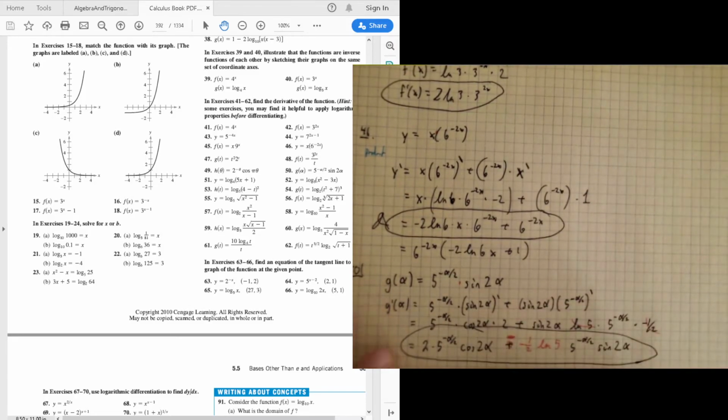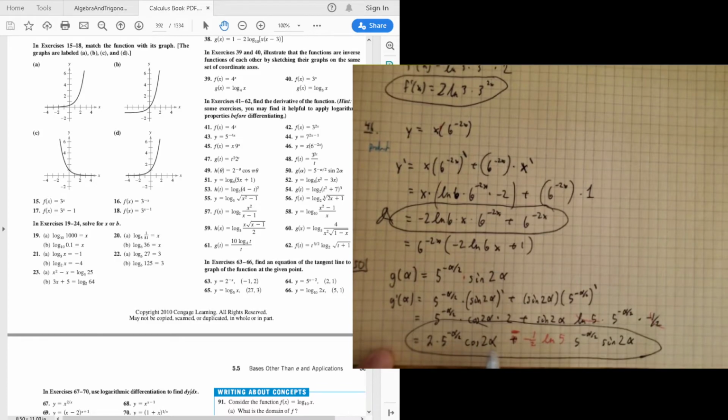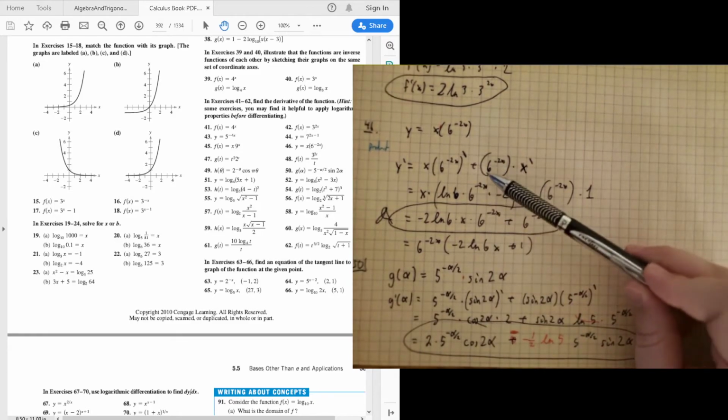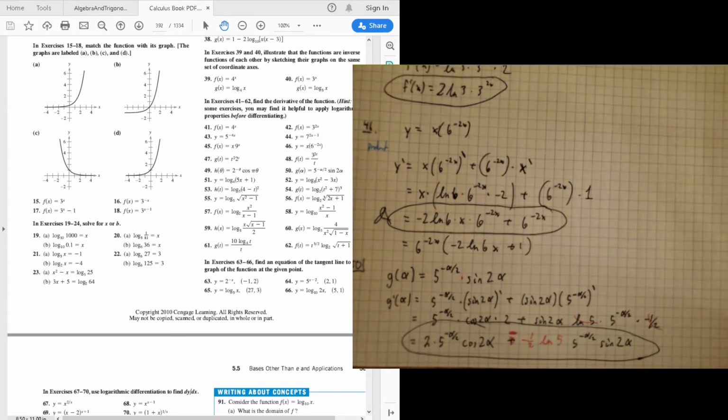Or just like on the previous one, we could factor 5 to negative alpha over 2 out of both pieces and get a slightly different answer, but they should all be the same. And so there's 50. Notice that we're using rules from previous chapters combined with rules from this chapter, as is common in calculus, to use multiple pieces from multiple chapters.